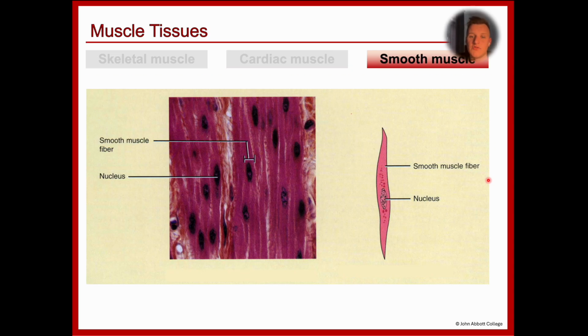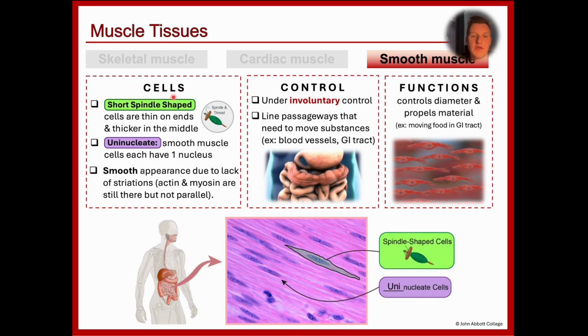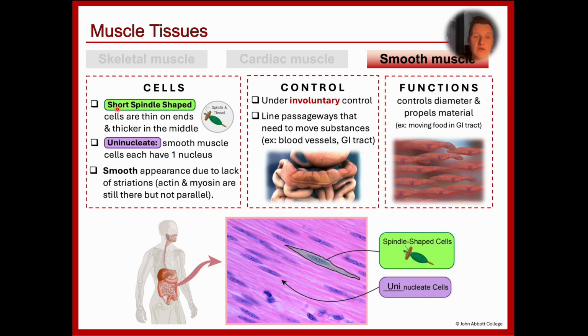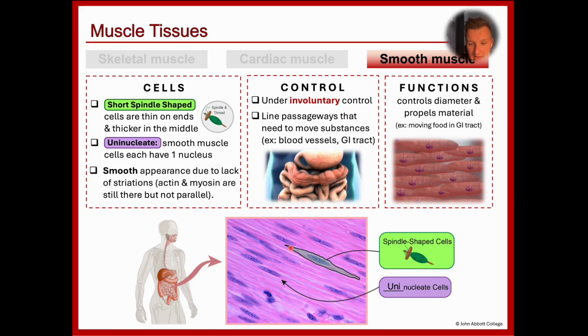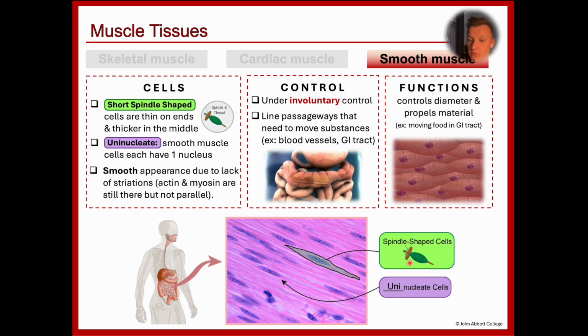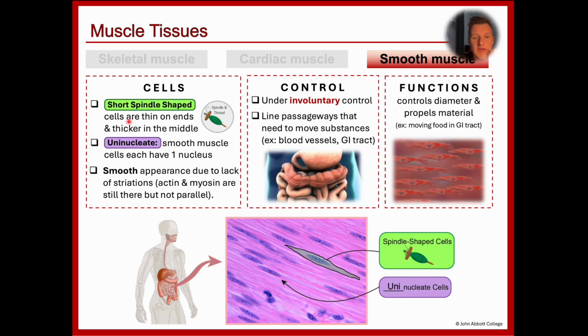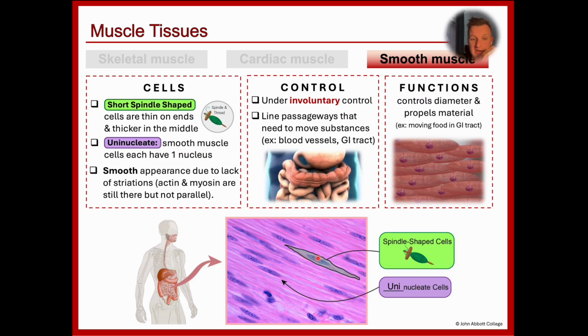And lastly, we have our smooth muscle cell. These cells are short spindle shaped. It looks weird under the microscope, but this is actually one cell over here. It looks like a spindle, right? It kind of looks like a squamous cell, but they're all packed tight like this, right? So cells are thin on the ends and thicker in the middle. They're uninucleate. They have one nuclei per cell, and actually it's in the center of the cell. It's located right smack in the middle.